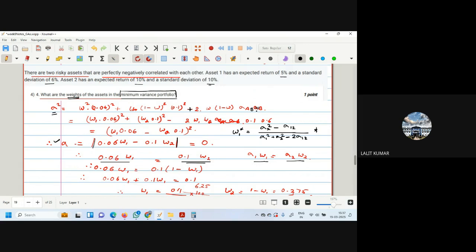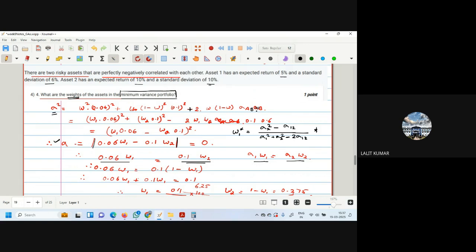Here the correlation value is negative, right? So we can substitute the values and find out W1 and W2, and then we can find out the variance. That also can be done. I'm just explaining why, because if you forget the formula and you have got the concept, still you can do that.